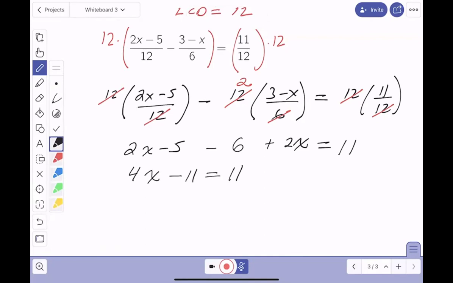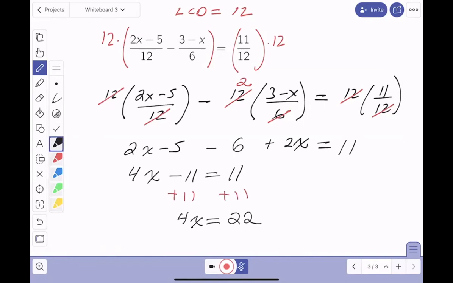Okay, what did I accomplish? Each side is as simple as it gets. What am I going to do now? Get the variable term on one side. Well, it is on one side. It's on the left side. Next step, I'm going to get the constant on the other by addition, subtraction of a constant. I'm going to add 11 to both sides. And what would you get? 4x equals 22.